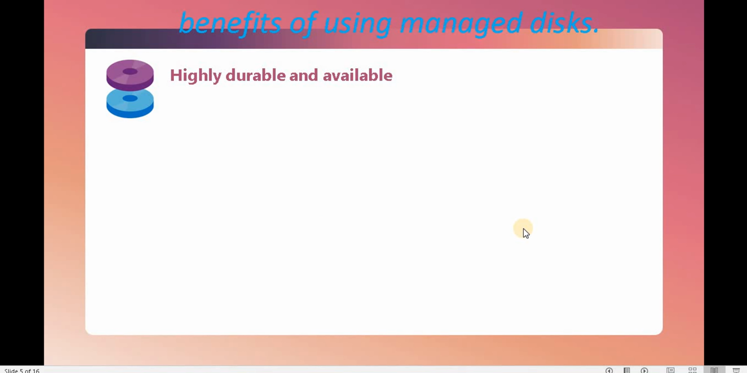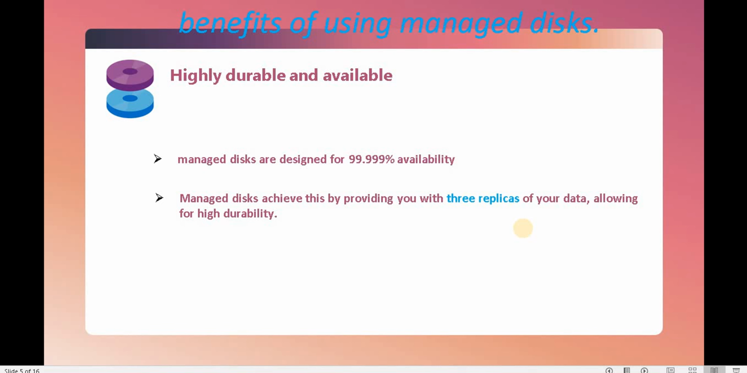Now next, if we talk about the benefits of the managed disk, first is that it is highly durable and available. Managed disks are designed for 99.999% availability, means it is always available for us to create our own disk. These are highly durable and always available. Managed disks achieve this by providing us with three replicas of our data, allowing for high durability.